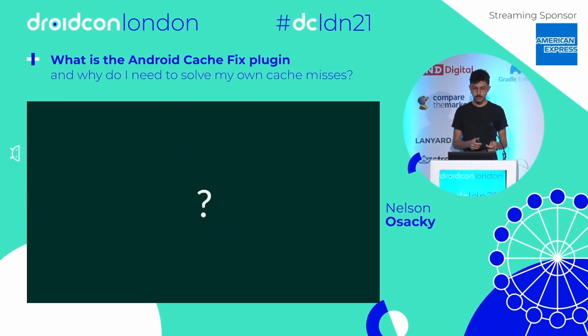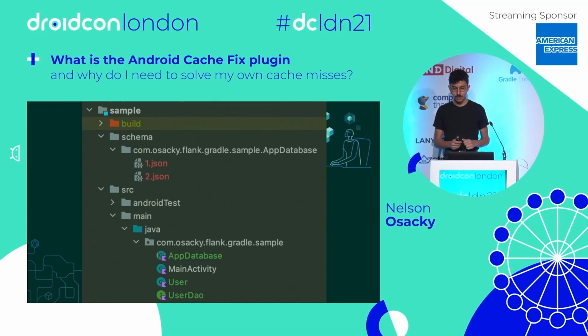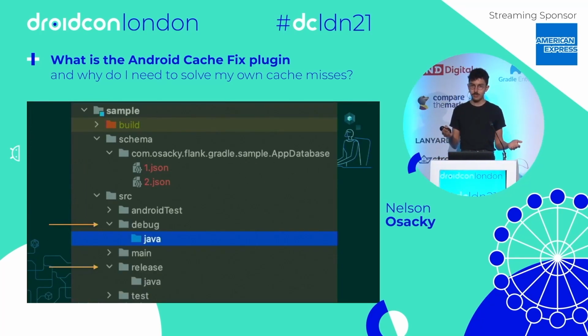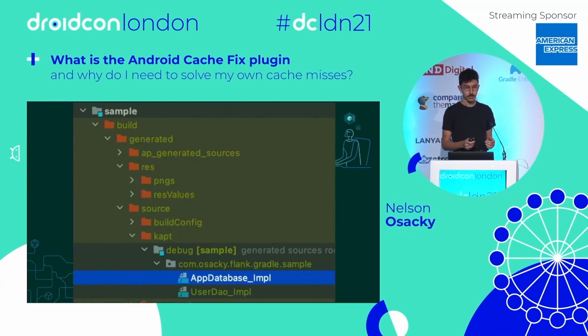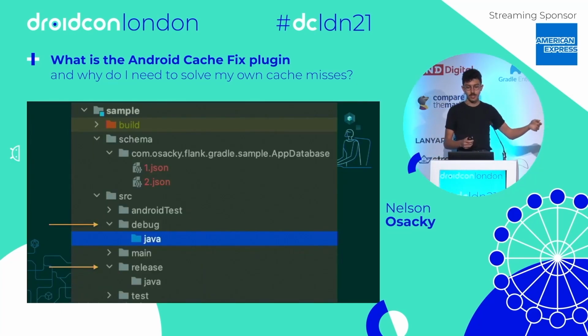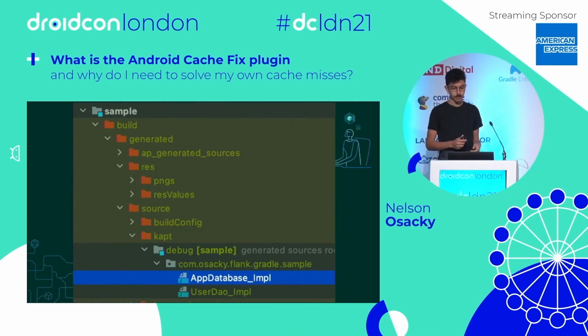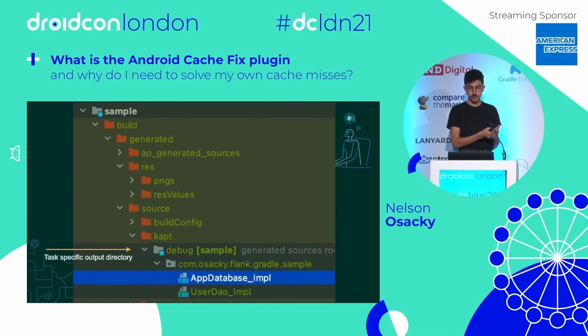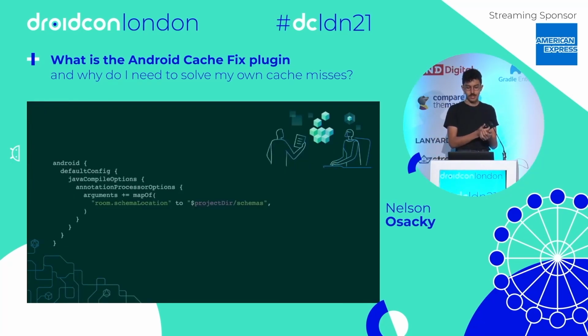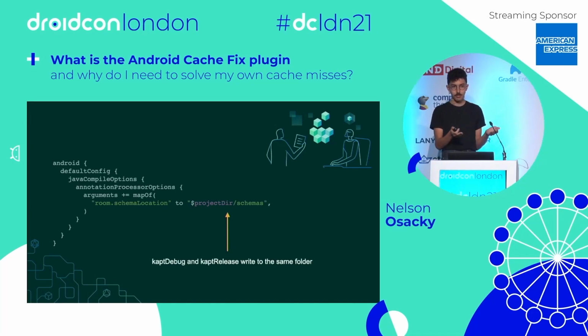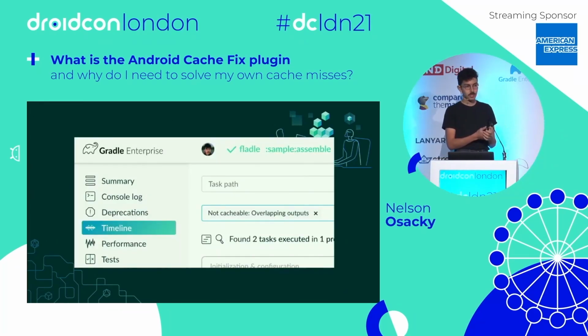So how do we solve this? Well, before we solve this, let's just point out one other issue, which is that you can have debug code, you can have release code, and of course you can also have other flavors too. And if we go back to the kapt task, kapt is writing its outputs to a task-specific output directory. But this annotation processor argument is writing to the same folder. So both kaptDebug and kaptRelease, as well as all the flavors you have, are writing to the same folder. So what is going to be the issue?